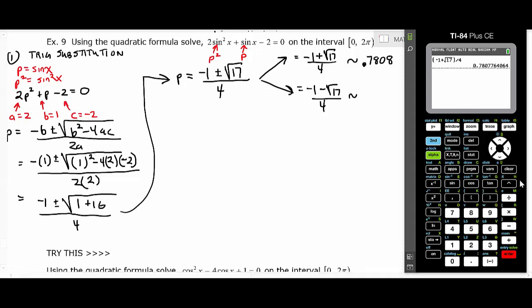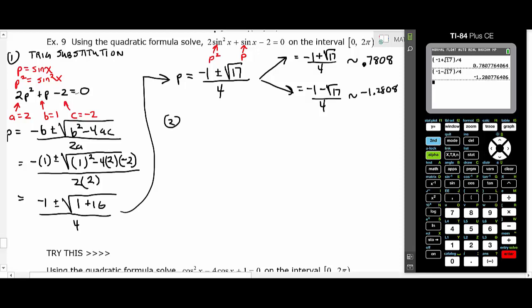Then we'll do the next one the same way: parentheses -1 minus square root of 17, and divide by 4. That gives about -1.2808, and let's round that to -1.2808 like that. All right, so that's step 1.